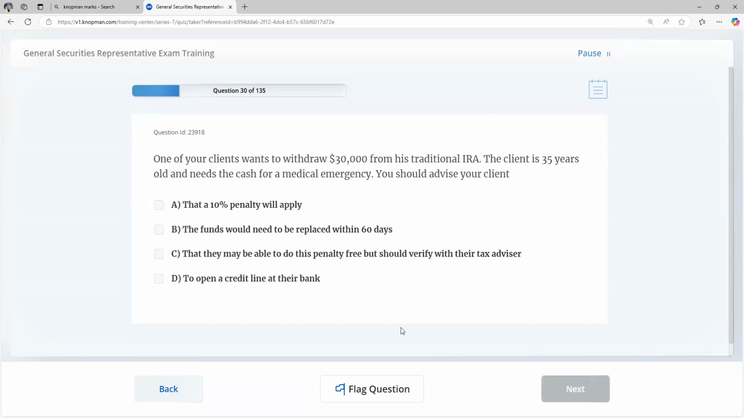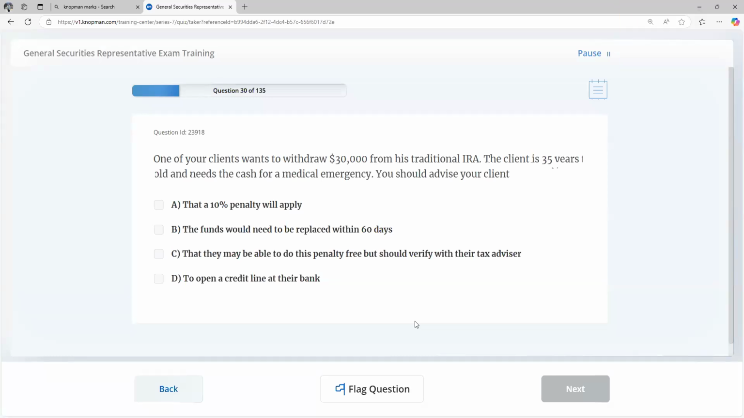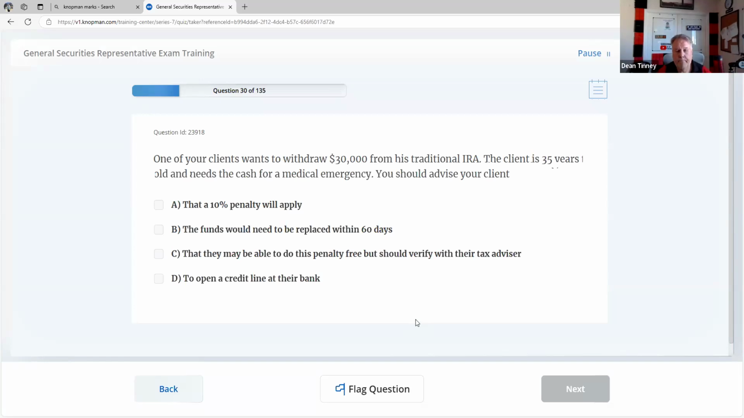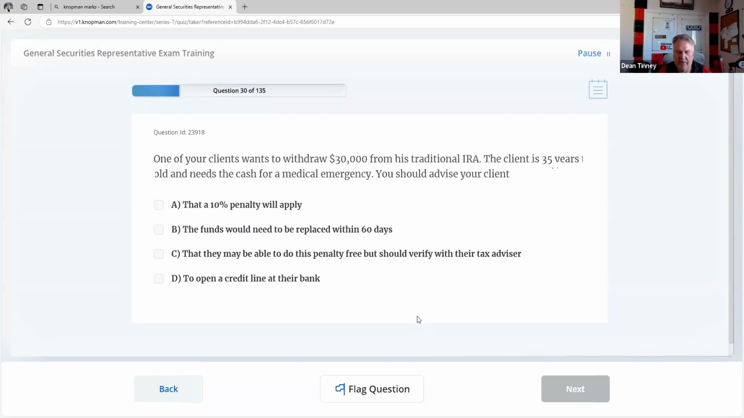One of your clients wants to withdraw $30,000 from his traditional IRA. He's 35 years old and needs the cash for a medical emergency. You should advise your client. They're allowed to take money out for qualified, like for a first time home buyer, to open a line. They must be able to do this penalty free. I partially, it's a medical emergency. Yeah. I wish they gave us more for that. But yeah, it sounds like it's going to qualify for a hardship withdrawal, I would think.